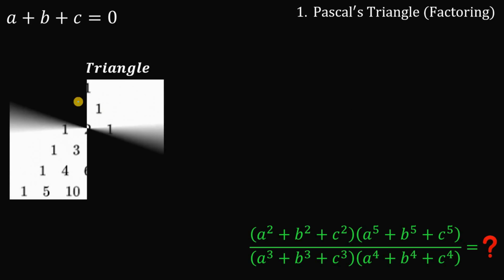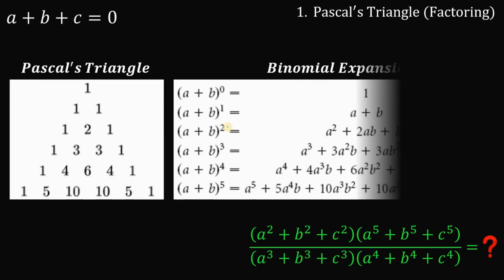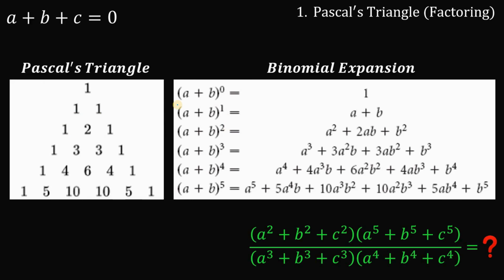Alright, so here's the Pascal's triangle. We have 1, 1, 1, 1, 1, 2, 1, 1, 3, 3, 1, and so on and so forth. Those numbers correspond to the expansion of a plus b raised to some power. For example, a plus b raised to 0 is just 1, so the coefficient is just 1. A plus b raised to the power of 1 is a plus b, which is 1, 1, the coefficients of a and b. A plus b raised to the power of 2 is a squared plus 2ab plus b squared, so the coefficients are 1, 2, and 1, and so on and so forth.